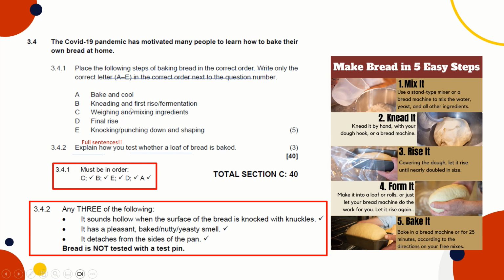So the first step will be C, weighing and mixing of the ingredients. Then B, kneading and the first fermentation process. Then E, the knocking and the punching down and the shaping of the dough. And then D, that's the final rise. And lastly A, where you need to bake and cool the bread.